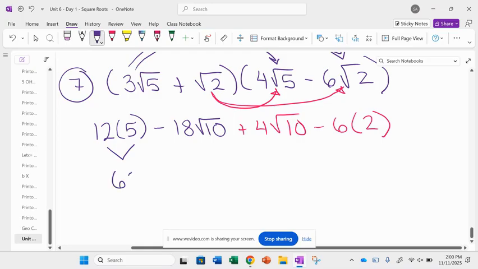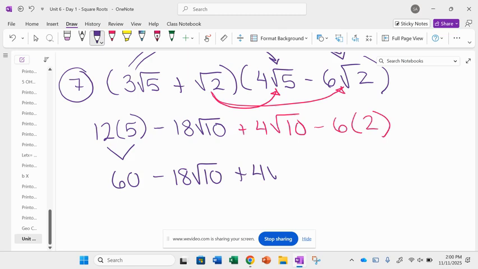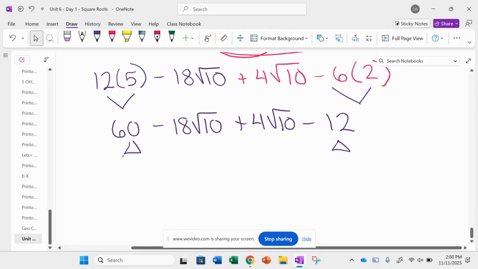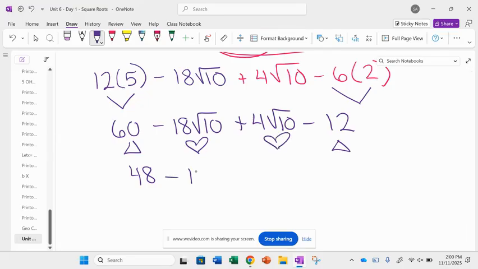12 times 5 is 60, negative 18 root 10 plus 4 root 10, and then negative 6 times 2 is a negative 12. Are there like terms? Yes. So we need to combine the like terms. 60 minus 12 is a 48. Negative 18 root 10 and a positive 4 root 10 gives us a negative 14 root 10.